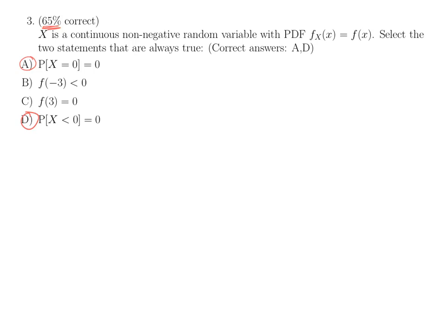Anyway, it's kind of the same question. It's continuous, non-negative, and A is true because each value of X has 0 probability. D is true for the same reasons as on the previous slide. B and C are not true. B is really ridiculously not true because a PDF can never be strictly negative.